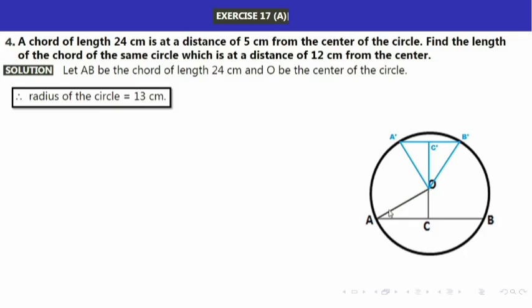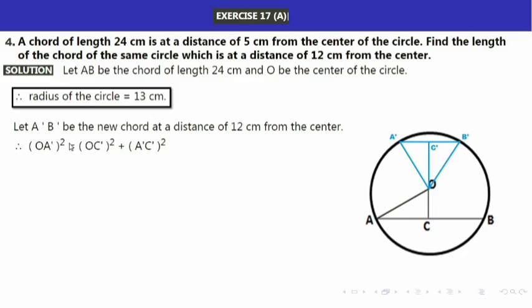Now if OA is 13, look at this blue color diagram. OA dash is also a radius, isn't it? OB dash is also a radius, right? So OA dash and OB dash will also be 13 centimeters each. Remember this, very important. The question says find the length of the chord of the same circle. A dash B dash is also a chord of this circle, isn't it? So you need to find its length, and it is given that the distance of this chord from the center is 12 centimeters. That is, OC dash is given to be 12 centimeters.